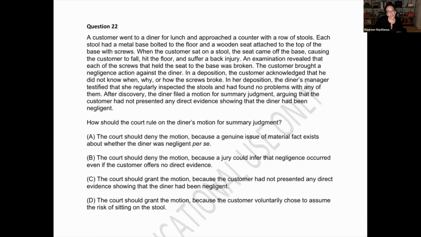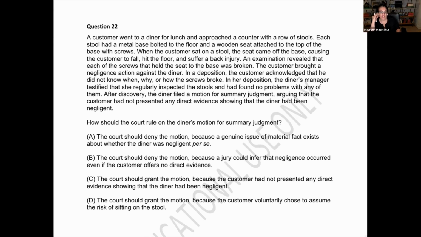22. So how should the court rule on the diner's motion for summary judgment? A customer went to a diner for lunch and approached a counter with a row of stools. Each stool had a metal base bolted to the floor and a wooden seat attached to the top of the base with screws. When the customer sat on a stool, the seat came off the base, causing the customer to fall, hit the floor, and suffer a back injury. An examination revealed that each of the screws that held the seat to the base was broken.